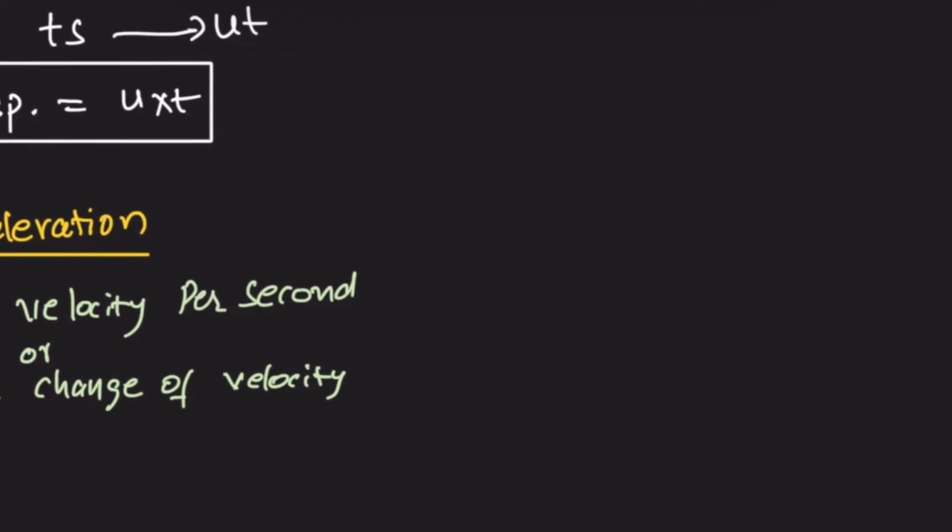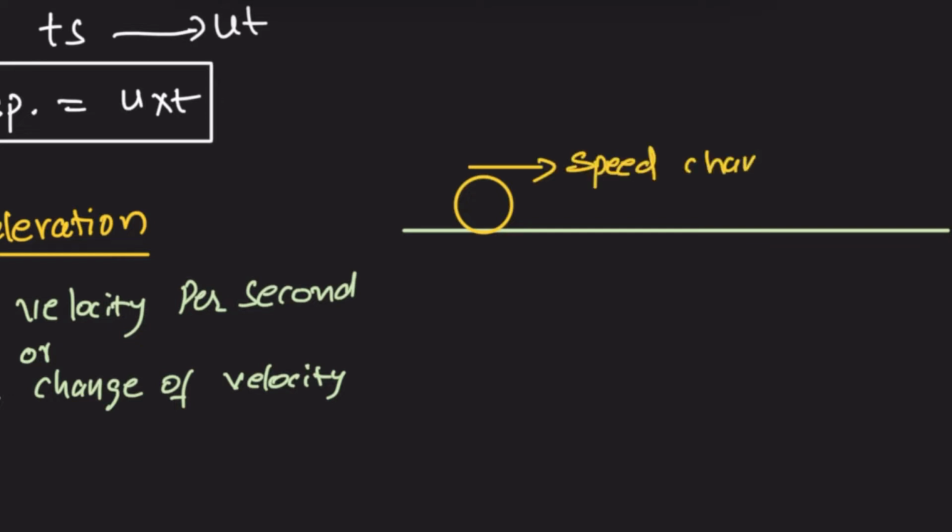Suppose a body is moving in a straight line and its speed is changed. For example, we observe different speeds at different times. Suppose at t equal to 0, body speed is 2 meter per second. At t equal to 1, body speed is 3. At t equal to 2 seconds, body speed is 4. At t equal to 3 seconds, body speed is 3.